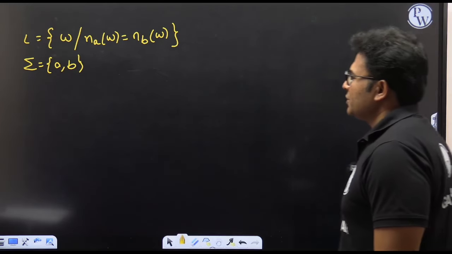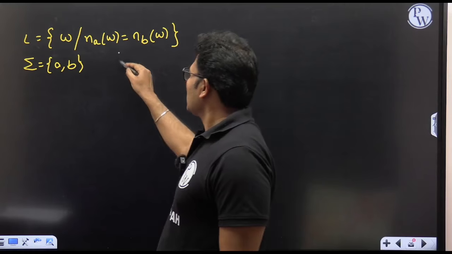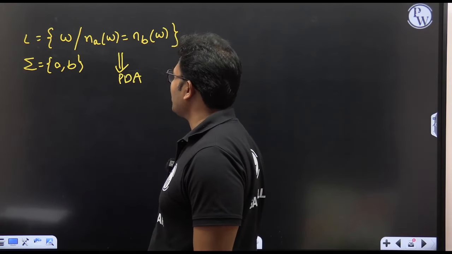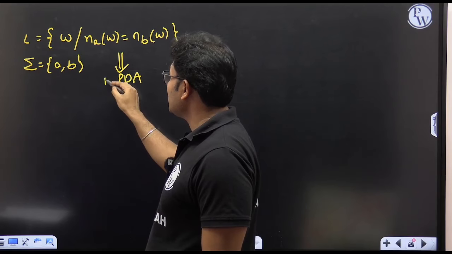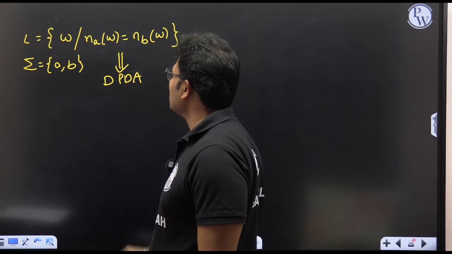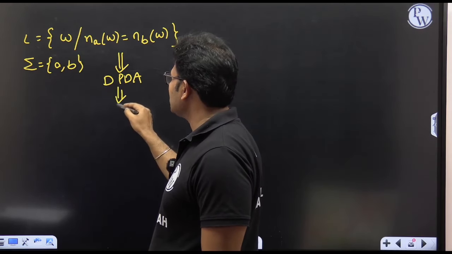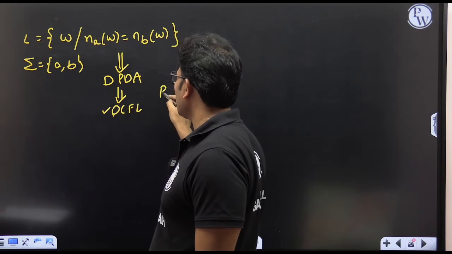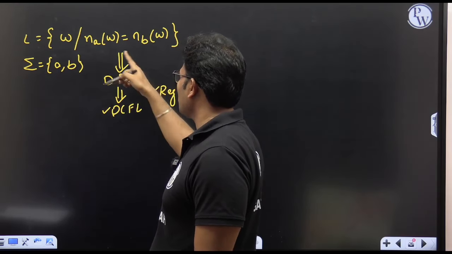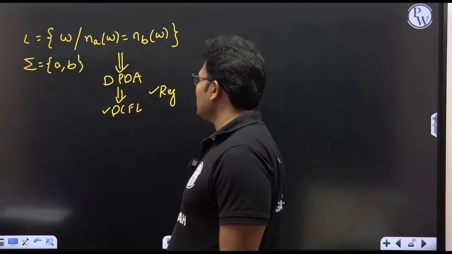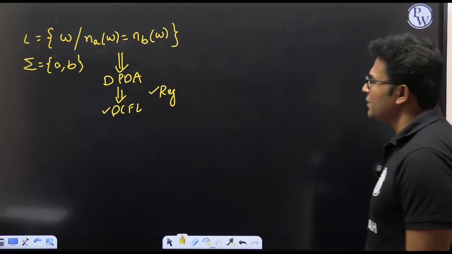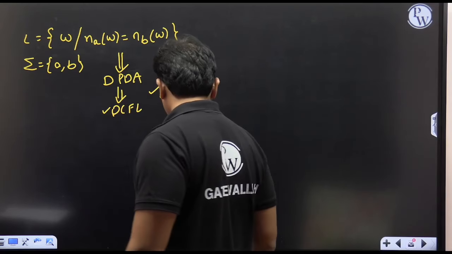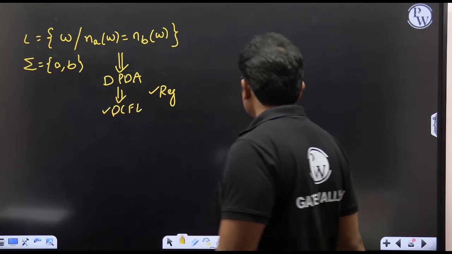For this question, we have already done pushdown automata, and that too a deterministic pushdown automata, right? Therefore, this is a deterministic context-free language, and definitely this is not regular. Regular languages cannot compare A's and B's, right? Definitely this is not regular, but this is a DPDA, and so DCFL, okay?